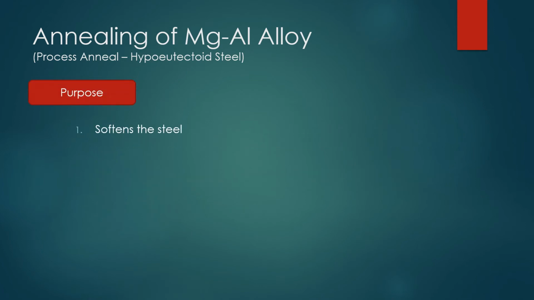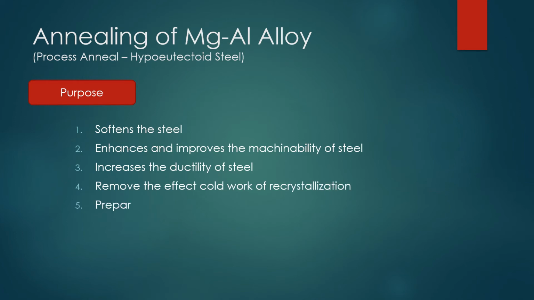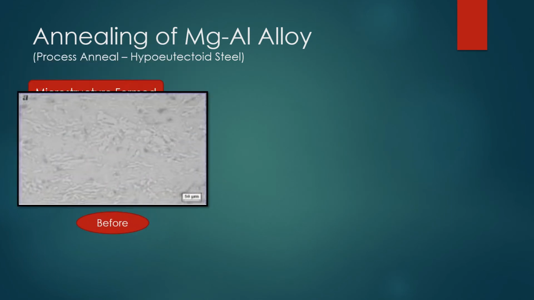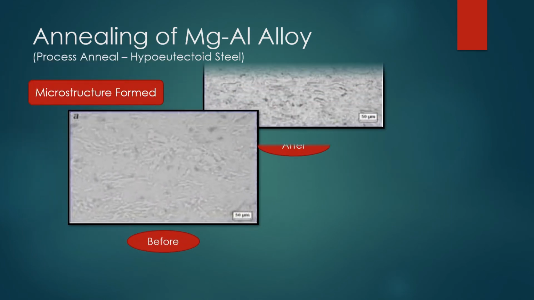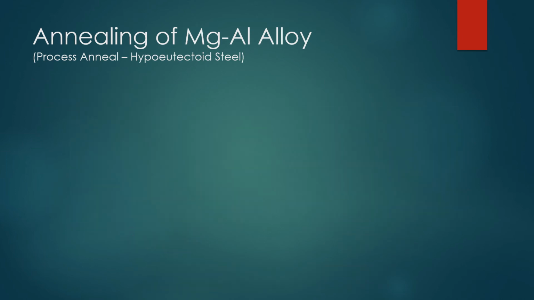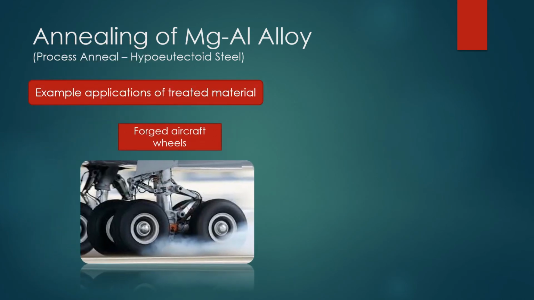Next is the purpose of annealing. Next is the microstructure formed after annealing. And lastly, it is the example application of treated material.